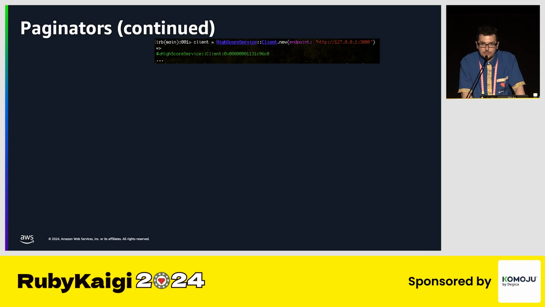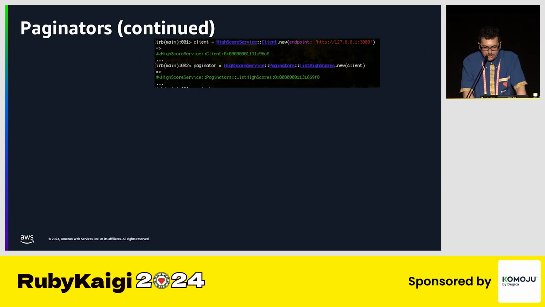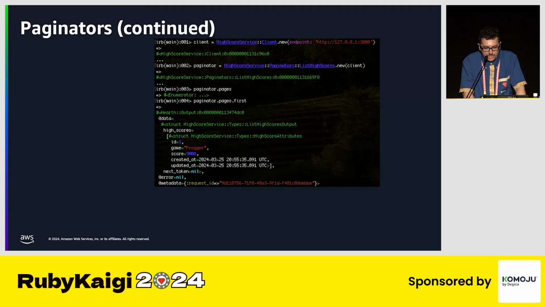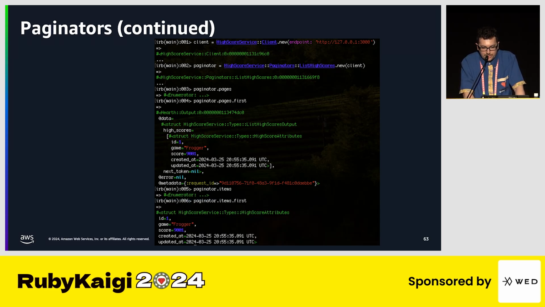To use paginators, we create our client again. Then we create our paginator class and pass it to the client. The paginator pages method returns an enumerator. The first item in this enumerator is our first page, and it has some amount of high scores up until max results. We can also call the items method, which returns the enumerator as well. The first item is just the high score as modeled. It does not contain the page or any metadata from the response.